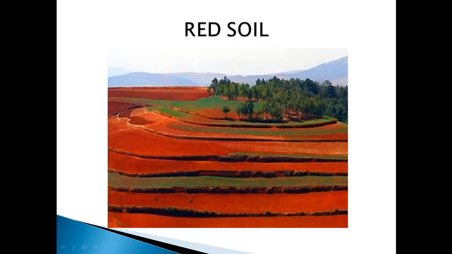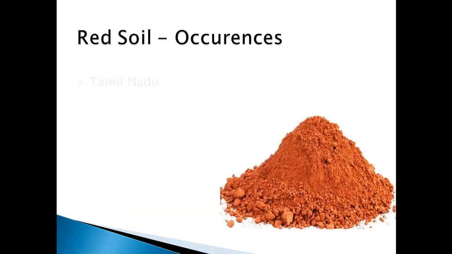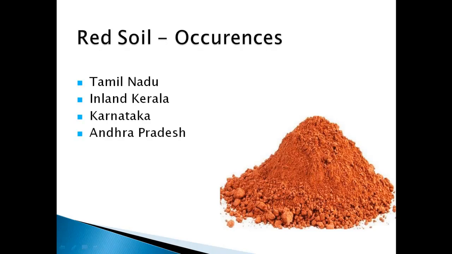Now we learn about red soil. As you can see in this picture, the soil literally appears red in color. Occurrences of red soil: it is mainly found in the states of Tamil Nadu, inland Kerala, Karnataka, Andhra Pradesh, Orissa, and the Chhattisgarh Plateau region. These are the states and regions where red soil is very commonly found. As you can observe, these states and regions are mainly towards the eastern part of the Indian peninsula.